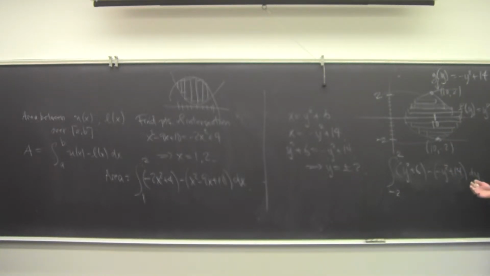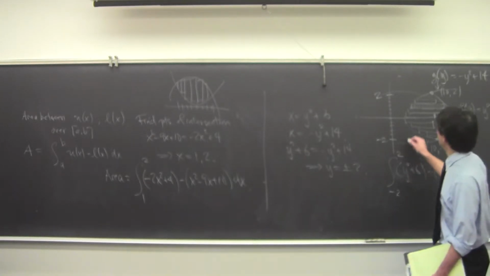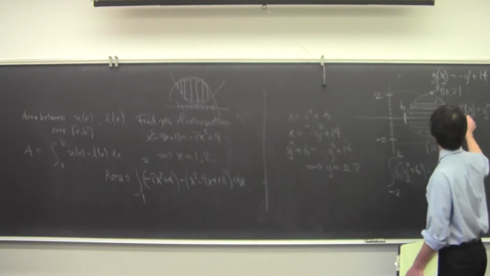So if you felt like it, you could have written this as an x integral. You wouldn't want to, but suppose you wanted to, you could. Take 30 seconds and write down what the integral would be. You've got this upper function and this lower function. What's the upper function? What's the lower function? So this is 6 and this is 14.